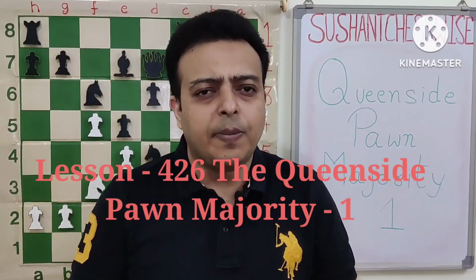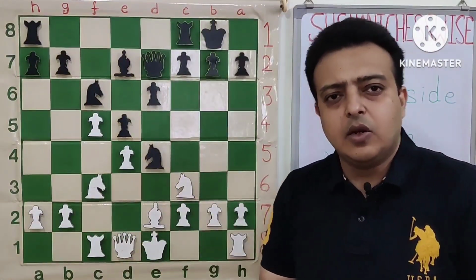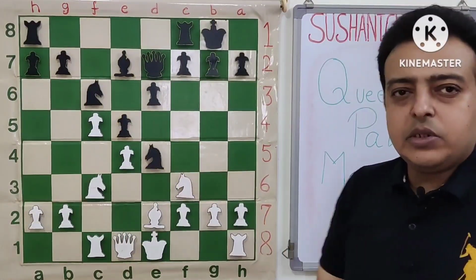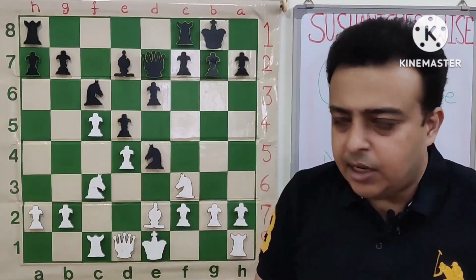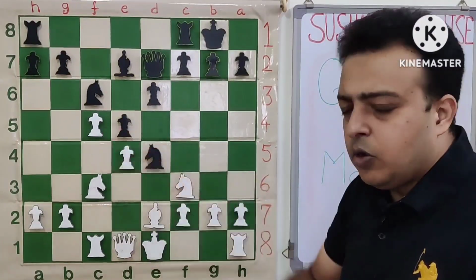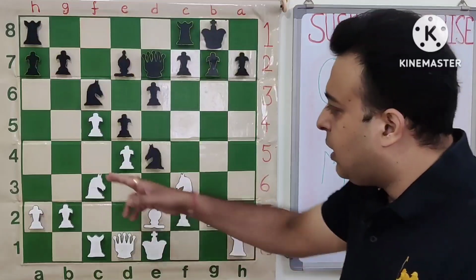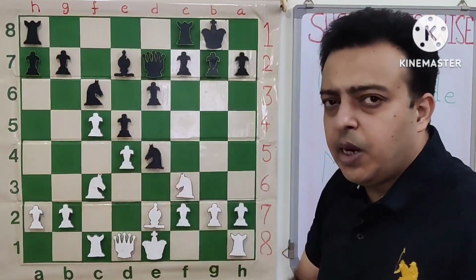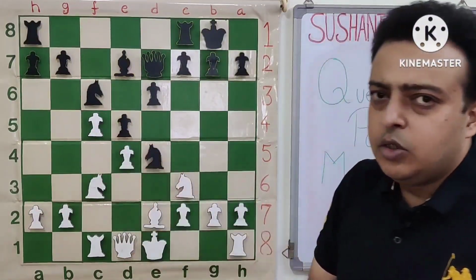Today we are at the next topic, that is the queenside pawn majority, and we are at the first lesson of the topic. First, let us understand what a queenside majority is. We look at this pawn on c5 and we come to know that it has surpassed its neighboring pawn on d5. So what has happened?